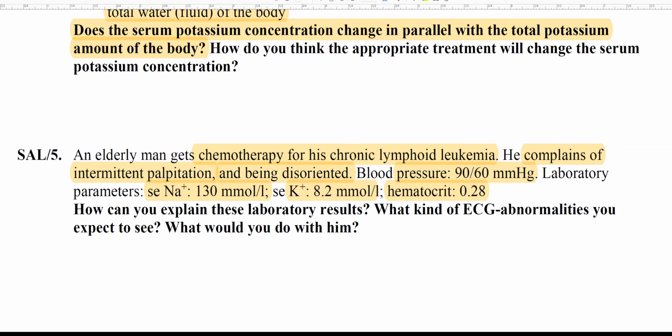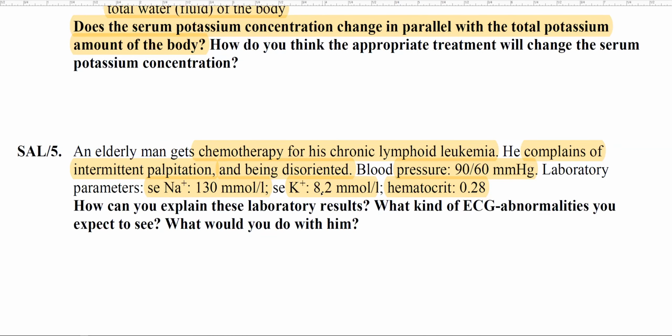Let's see. Chemotherapy. Okay, that's okay. That could kill a lot of cells. Yes. That could explain why there's lots of potassium. Exactly. So this patient had hyperkalemia. Hyperkalemia induced heart arrhythmia, so cardiac arrhythmia. This is why the palpitation, this is why the blood pressure decreased, okay? All right. And the hematocrit is not due to this one.